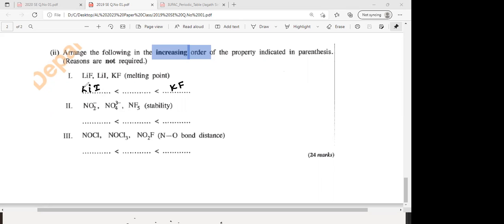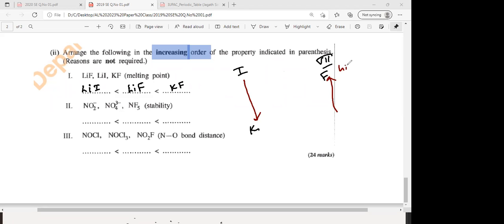Lithium iodide. Here KF. And LiF somewhere in the middle between these two. How to explain this? Group 1 bottom potassium, group 7 top fluorine: the highest electronegativity difference you get. Here the electronegativity decreases, here electronegativity increases.